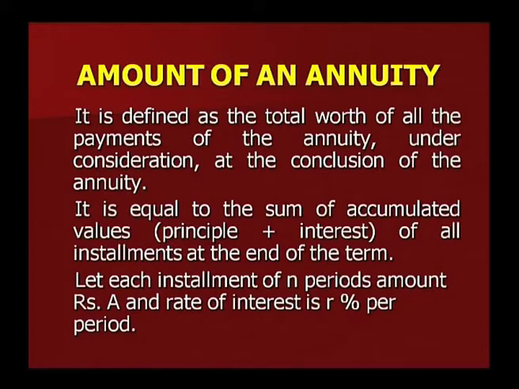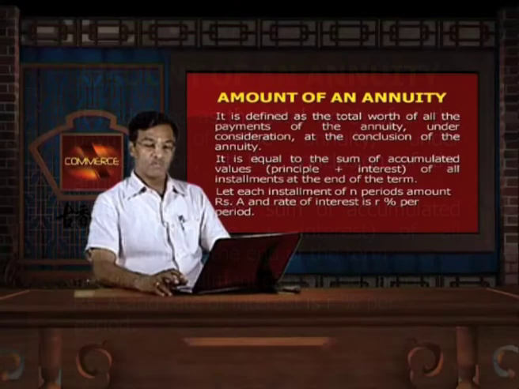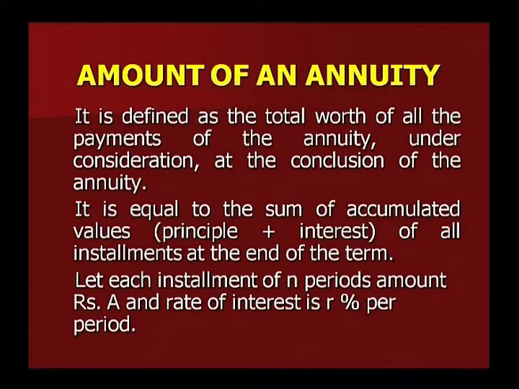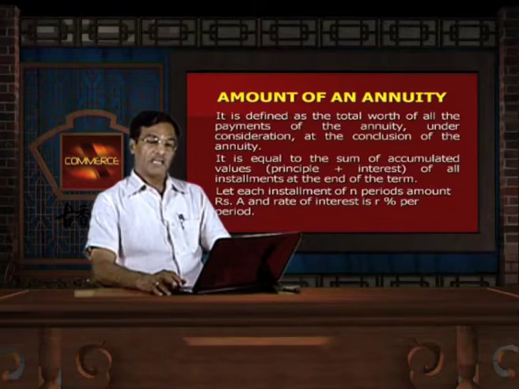Amount of an annuity. It is defined as the total worth of all the payments of the annuity under consideration at the conclusion of the annuity. It is equal to the sum of accumulated values, principal plus interest, of all installments at the end of the term. Let each installment of n periods amount to rupees A and the rate of interest be r% per period. Then we can calculate the amount of annuity in two different cases.